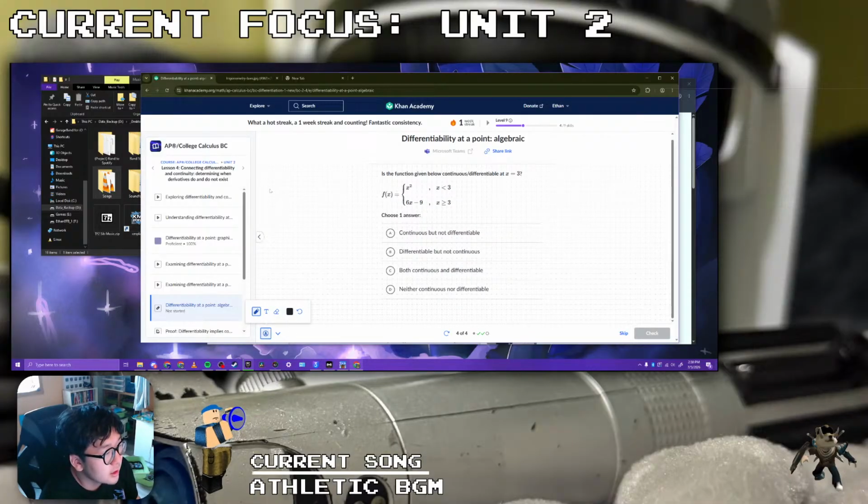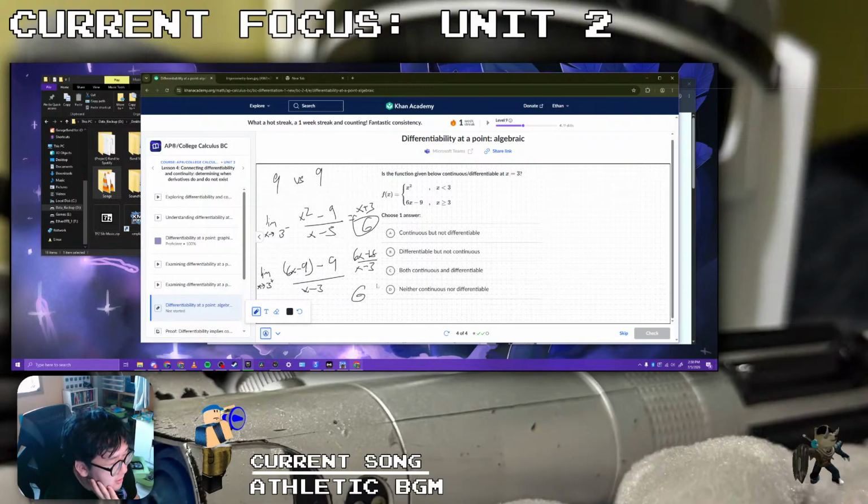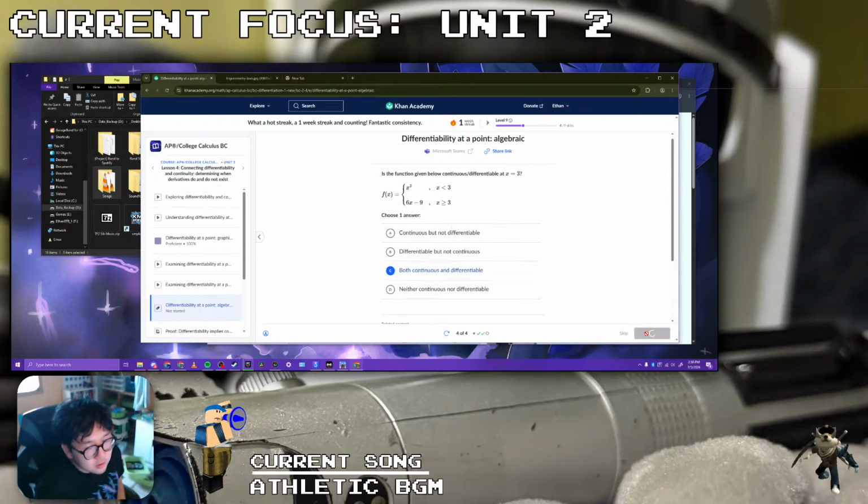Okay, it's a 9 versus 9. Now let's check. The limit as x approaches 3 from the left side, x squared minus 9 over x minus 3, simplifies to x plus 3, which is going to be 6. Now, the limit as x approaches 3 from the right is 6x minus 9 minus 9 over x minus 3, which simplifies into 6x minus 18 over x minus 3. And trust me when I say that this is 6. So this is both continuous and differentiable.